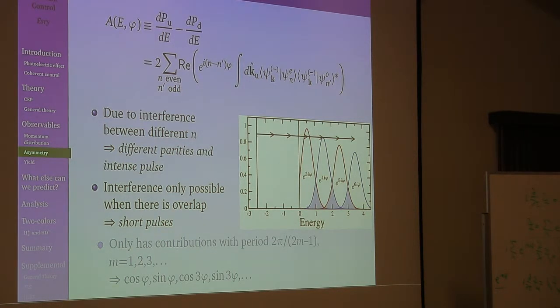And you can have larger C phase effects now. But we can also predict that if we were to look at the C phase dependence, you would only have terms like cosine and sine phi, cosine 3 phi, sine 3 phi. You would have the whole trigonometric series with odd frequencies.